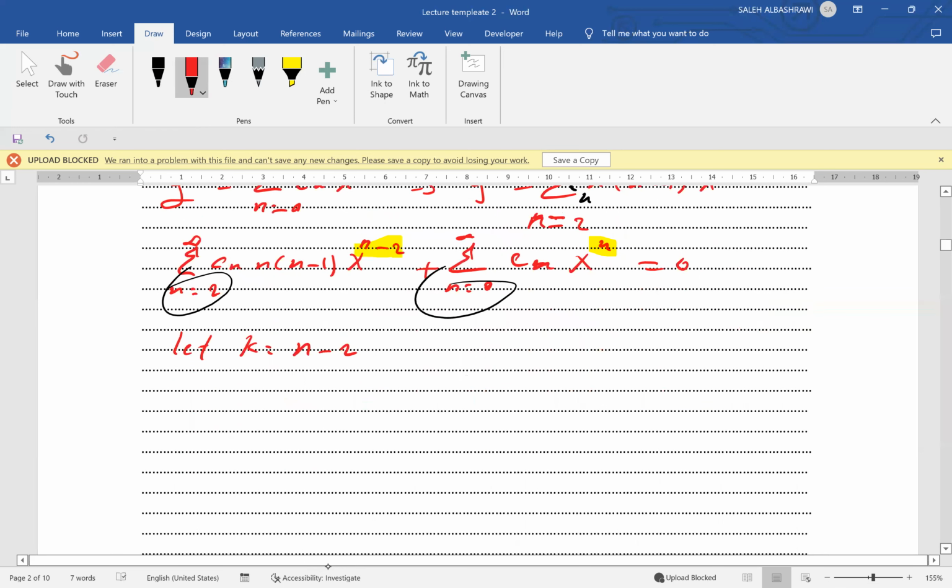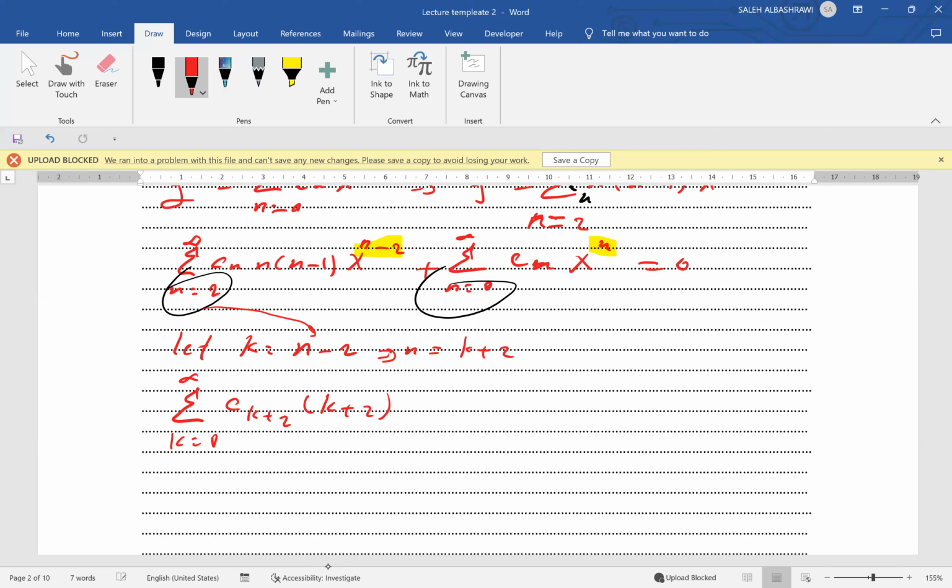So the first series will be, if n equal to 2, then k will be 0 to infinity. And replace n by k plus 2. So it will be c k plus 2 multiplied by k plus 2 times n minus 1. That will be k plus 1, not minus 1. Just replace n by k plus 2, multiplied by x to power k.